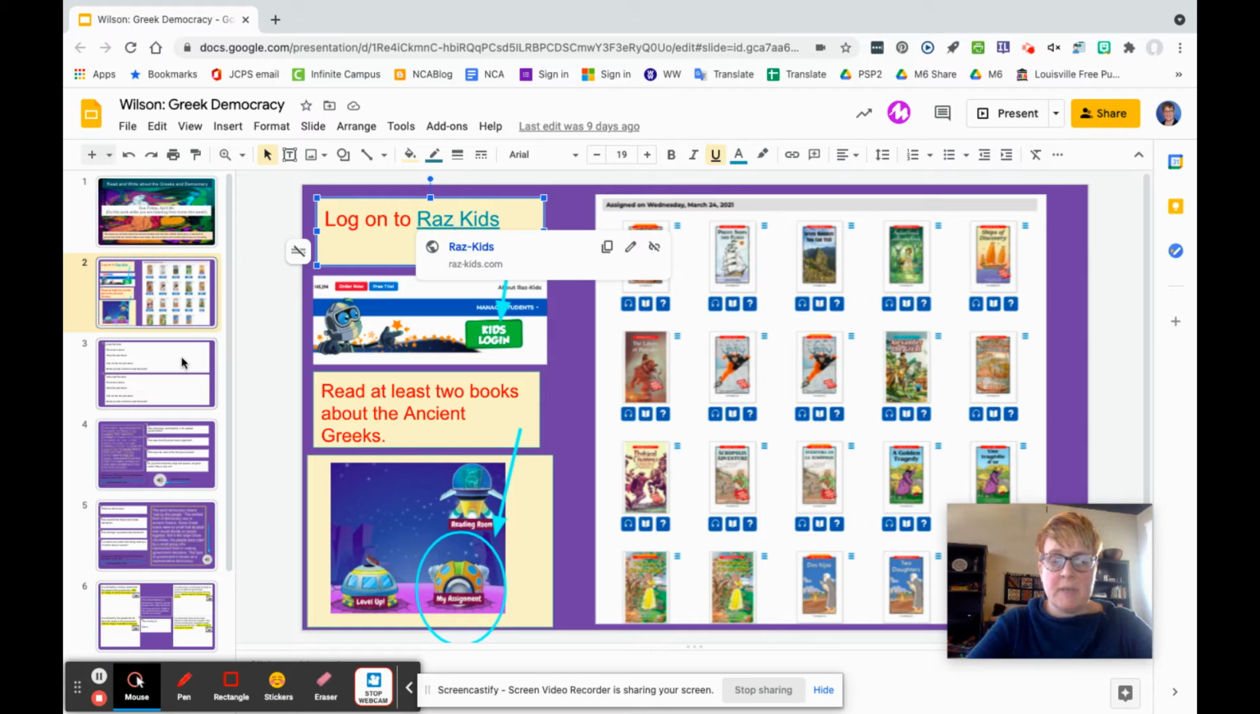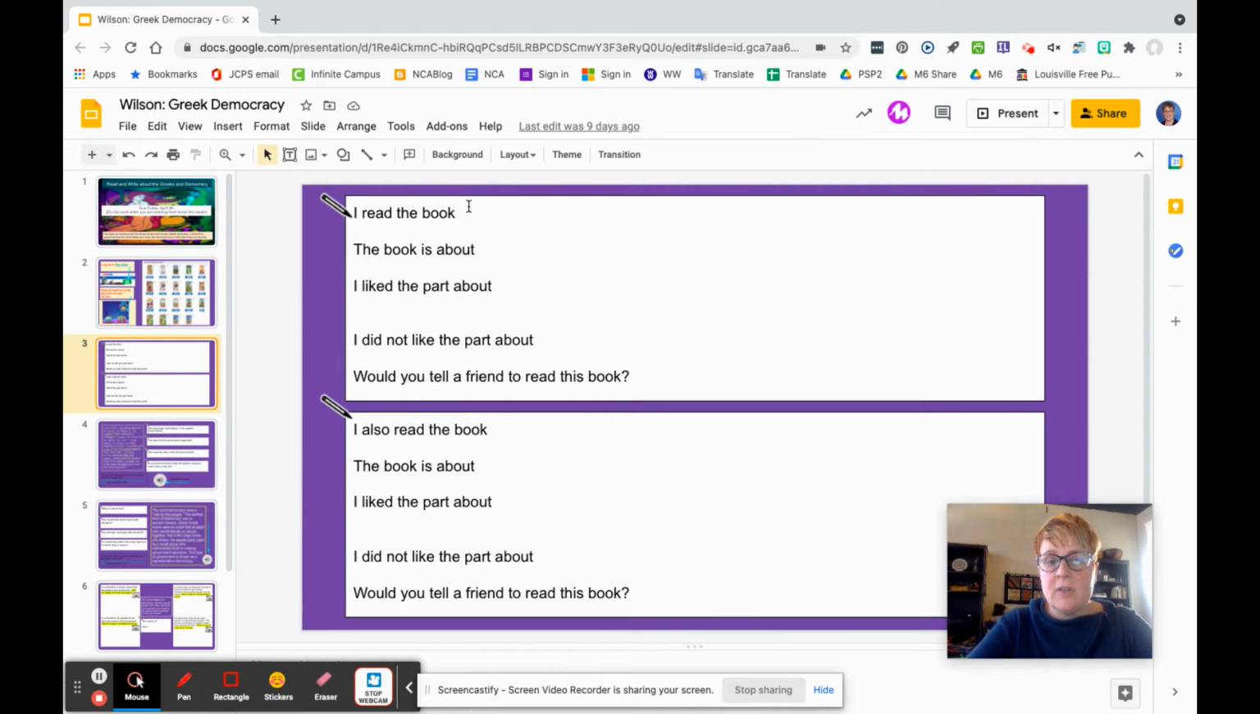And then on this page, page 3, you're going to write the name of the book that you read, what it is about, what part you liked, what part you did not like, and would you tell a friend to read this book? Would you recommend it? And then you will do this for the second book.